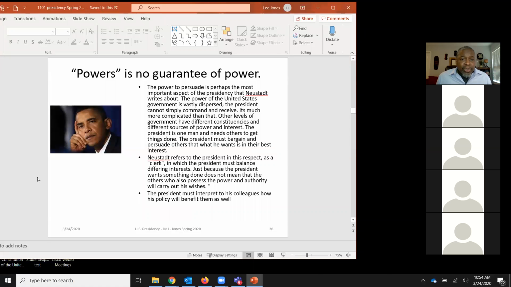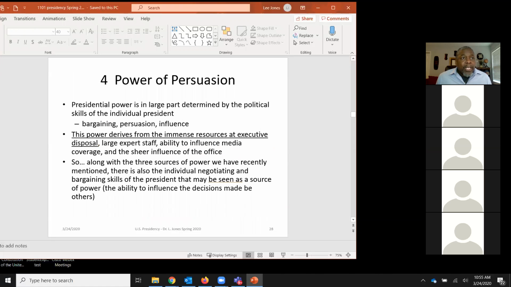In this book, Richard Neustadt essentially says the president is a glorified clerk or a senior secretary as he looks to convince people to do things that they might not otherwise do if they weren't being convinced by the president to do so. So when you sum it up for Richard Neustadt, he says, while the president has powers, the president might not have power, the power to persuade.